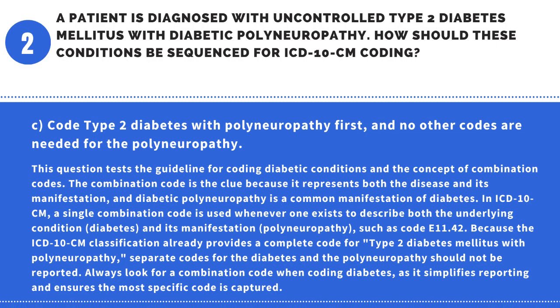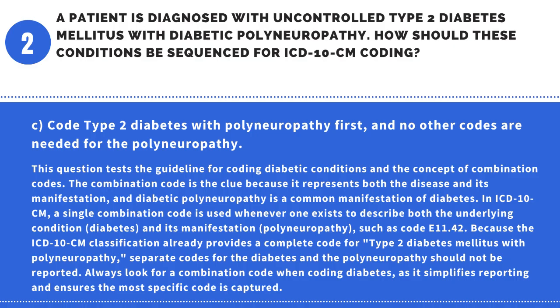Answer C. Code type 2 diabetes with polyneuropathy first, and no other codes are needed for the polyneuropathy. This question tests the guideline for coding diabetic conditions and the concept of combination codes. The combination code is the clue because it represents both the disease and its manifestation, and diabetic polyneuropathy is a common manifestation of diabetes. In ICD-10-CM, a single combination code is used whenever one exists to describe both the underlying condition, diabetes, and its manifestation, polyneuropathy, such as code E11.42.